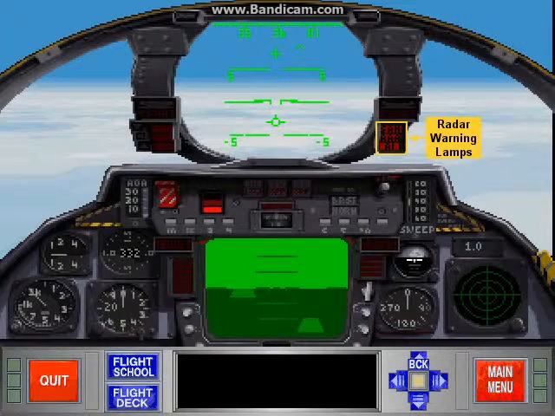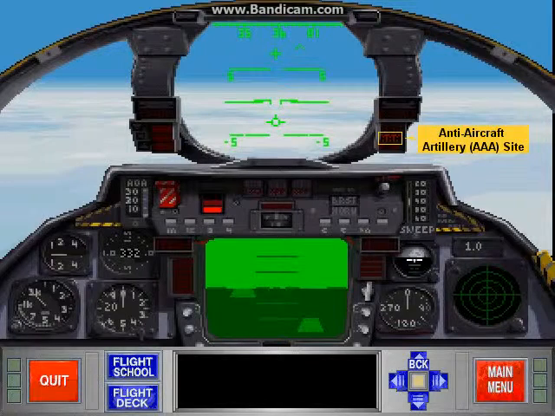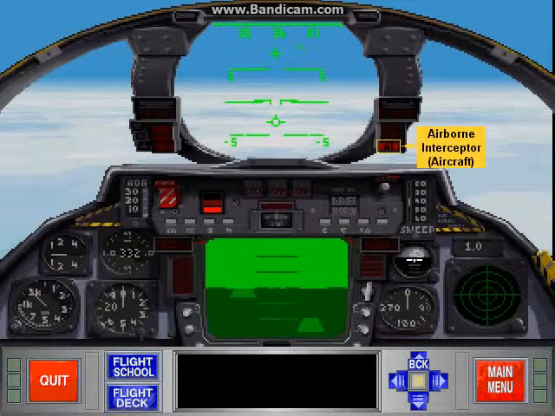The radar warning lamps are lit when you have been locked up by an enemy radar. The SAM light is lit when you have been locked up by a surface-to-air missile site. The AAA light is illuminated when an anti-aircraft artillery site is tracking you. The AI light is lit when you have been locked up by an airborne interceptor.